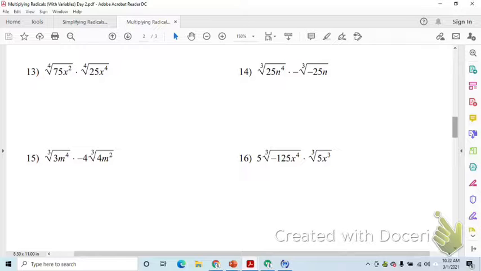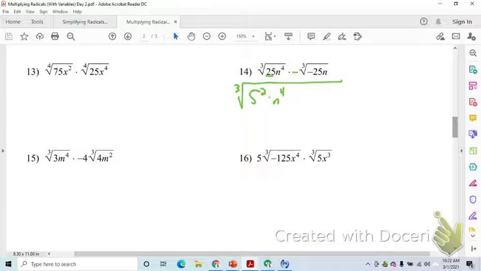All right, take two. I'm not doing 13 because it's just like another problem that we've already done. What I am going to tackle is number 14. So I have a cube root here. So 25 is the same thing as 5 squared. N to the fourth is still n to the fourth.